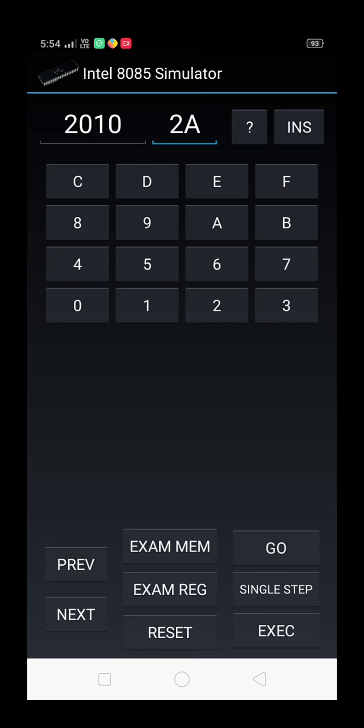Next 09, next 20, next 32, next 52, next 20, next 79, next 32, next 53, next 20, next 76.